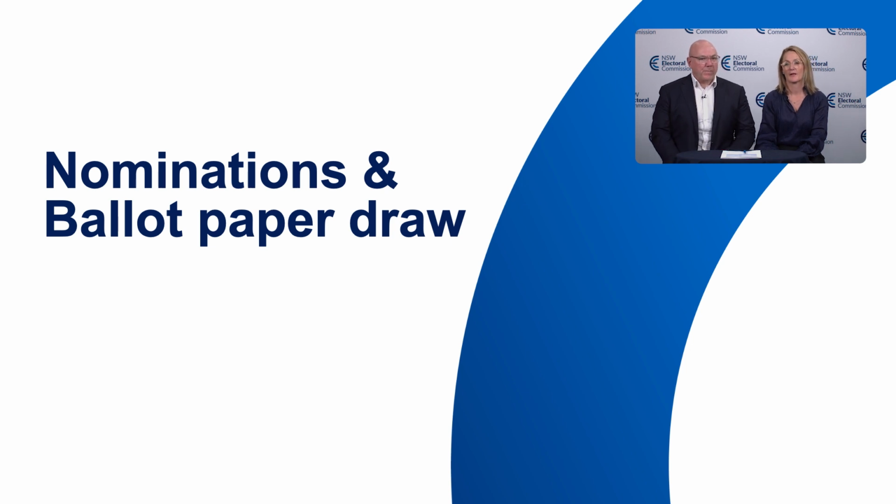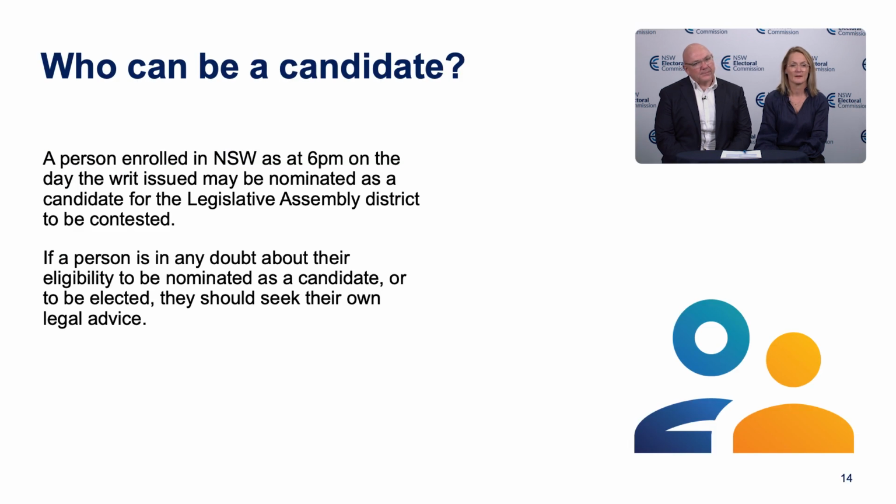Now I'd like to talk about the nomination process and the ballot paper draws. Now, who can be a candidate? A person enrolled in New South Wales as at 6 p.m. on the day of the issue of the writ may be nominated as a candidate for a Legislative Assembly district. If the person is in doubt about their eligibility to be nominated as a candidate or to be elected, they should seek their own legal advice.